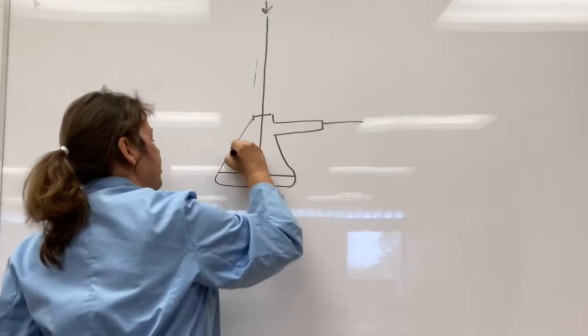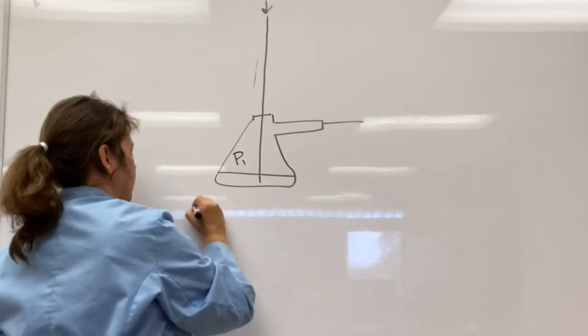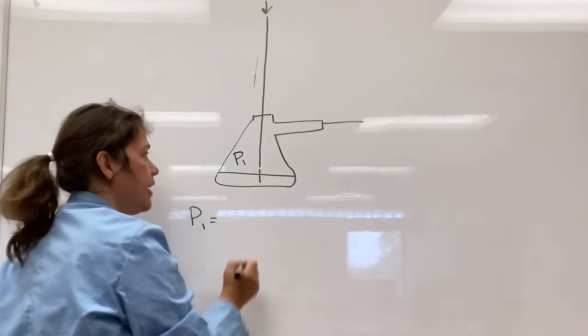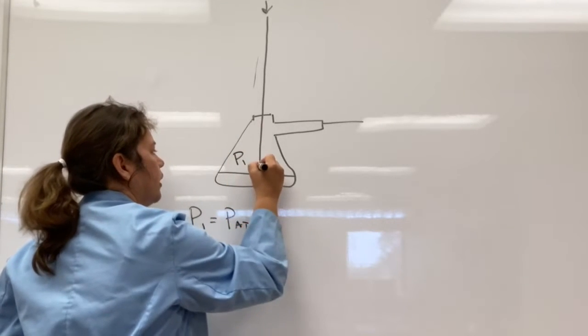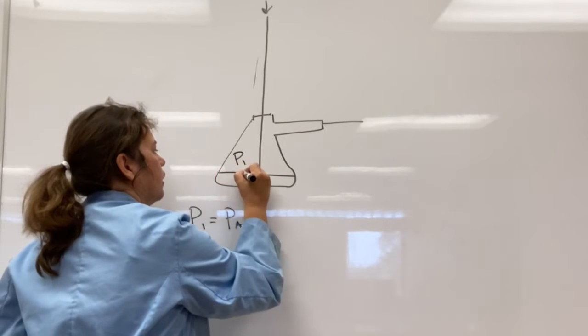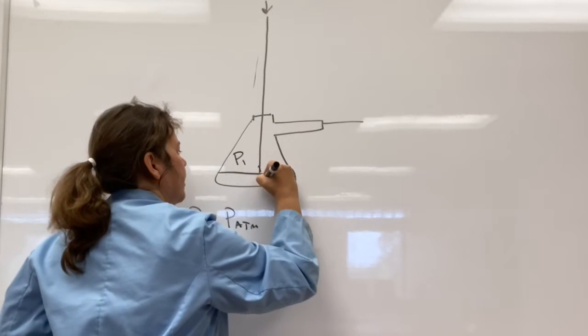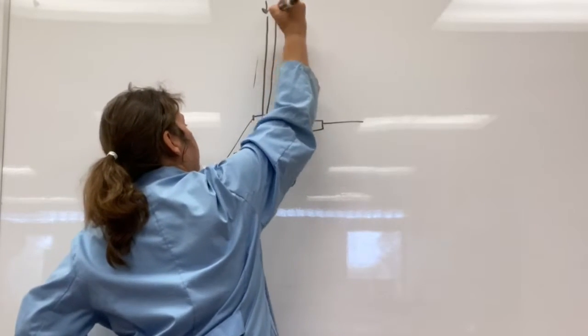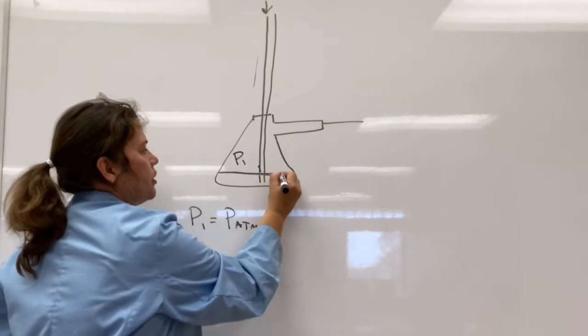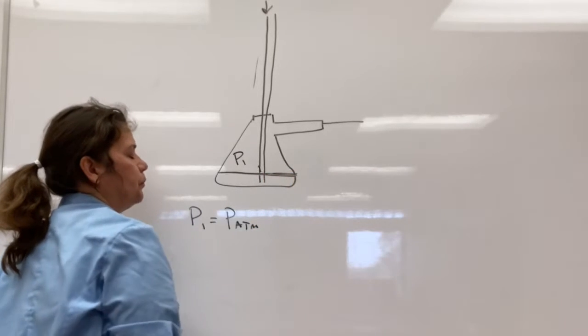And so long as the pressure inside the flask equals the atmospheric pressure, your water level in here will be the same as any water level that's in the tube. So you'd see something like this, okay?